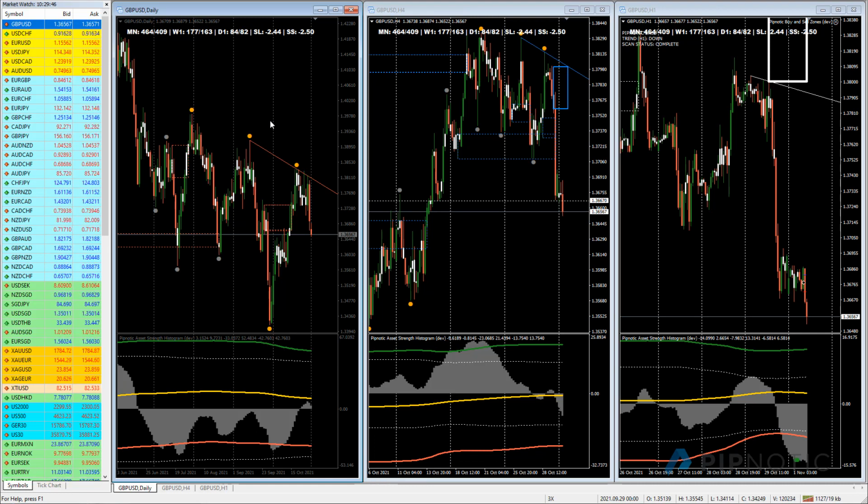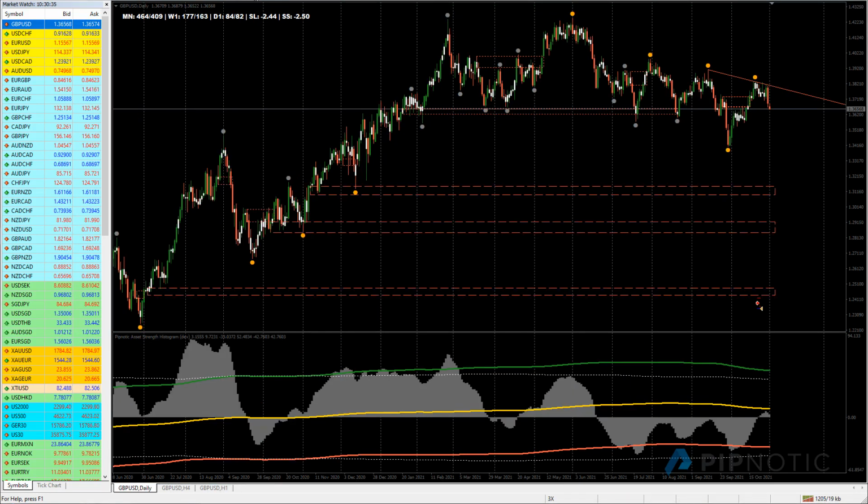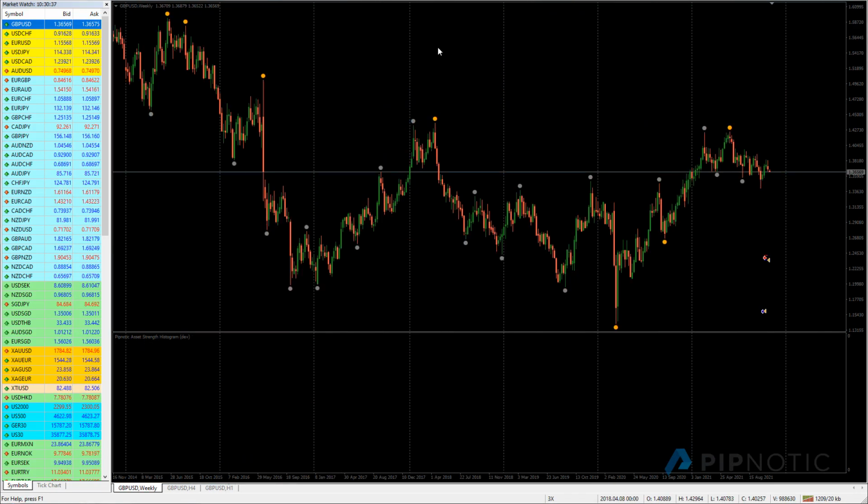Right, so today we're just going to run through a bunch of different pairs, maybe have a look at some of the tools that we are using, maybe the acid strength histogram on the website, because I think it's a really cool tool and I've been using it quite a lot these days. Okay, so let's start with the pound American dollar. Let's see what we're doing on a bigger time frame. Maybe go to the weekly just for a quick moment.